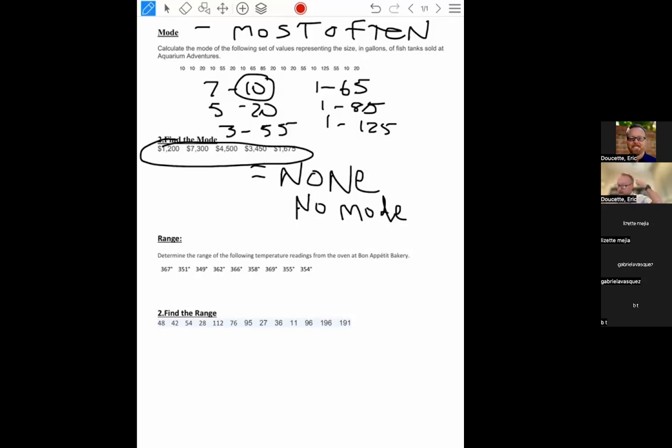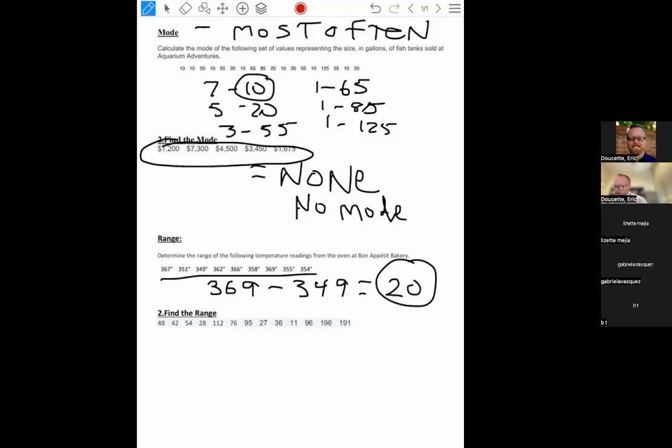All right, range is, all you're doing in range is you're finding the highest number and the lowest number. You're finding what's the range between the two. So in this case, our highest number of this data set here looks like it is 369. And then what is my lowest number in this data set? Looks like it is 349, right? So what is my range? 20. That's my range. Pretty simple.